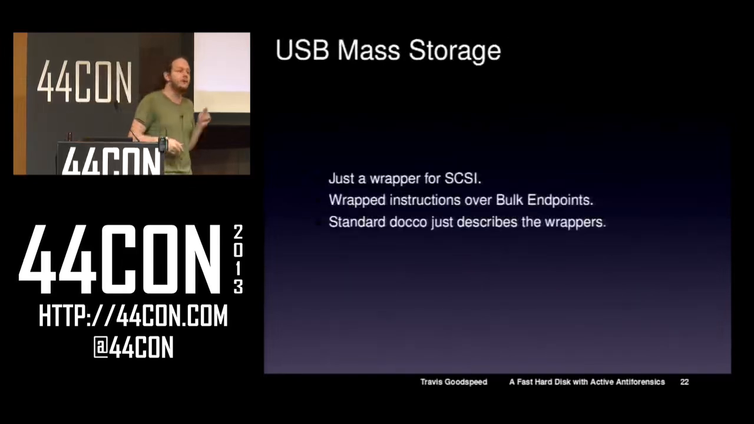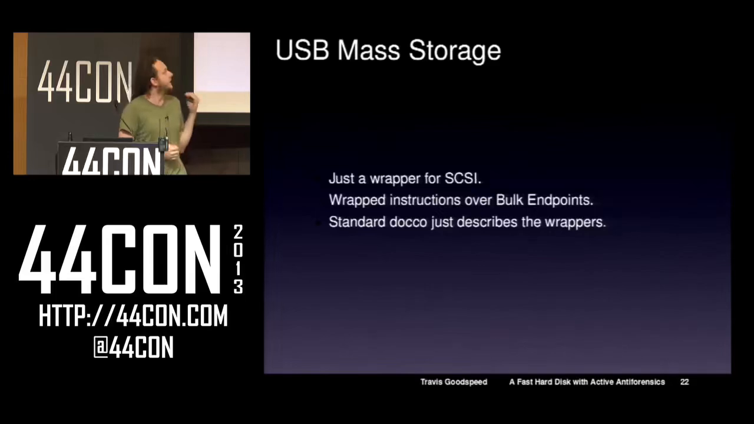Now, mass storage is just a wrapper for SCSI. So all that mass storage is doing is shuffling SCSI commands back and forth to the device. Now, these wrapped instructions have a couple of status fields, but there's no way in USB mass storage to directly read or write a sector. That's all done in SCSI, which is routed over USB, which means that you can do all sorts of crazy SCSI stuff that the USB mass storage protocol was never intended to handle.